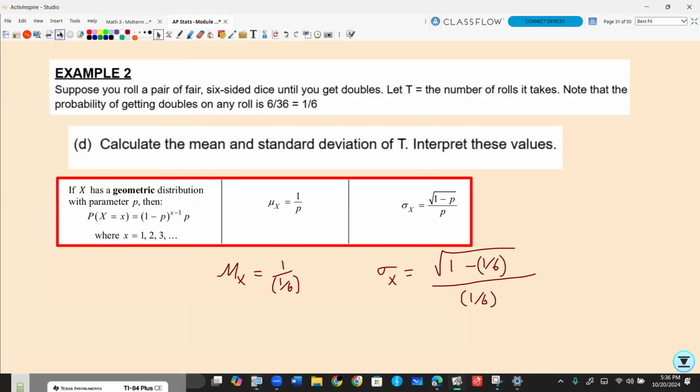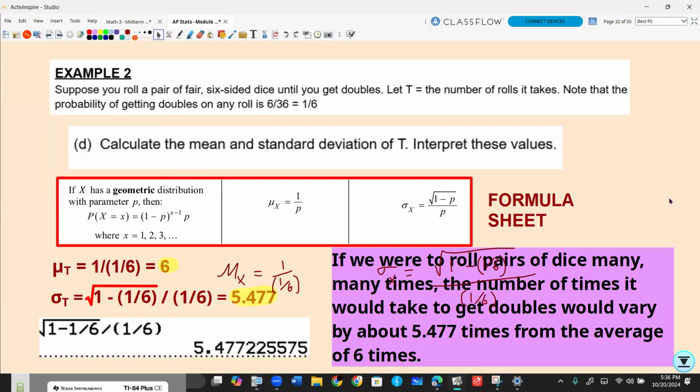So I put those into one description to make things a little bit easier for our interpretation. So I say, if we were to roll pairs of dice many, many times, the number of times it would take to get doubles would vary by about 5.477 times from the average of 6 times.